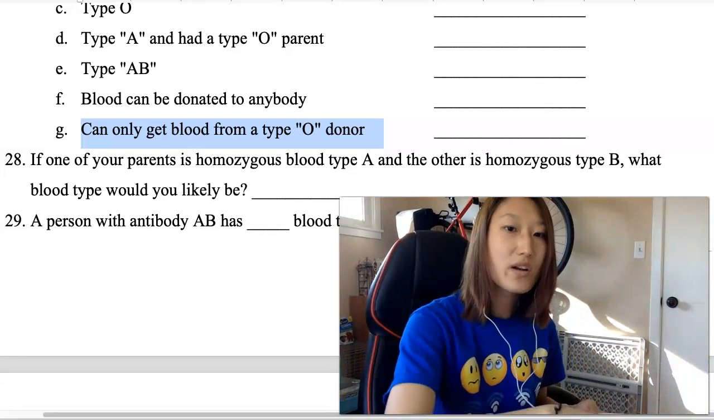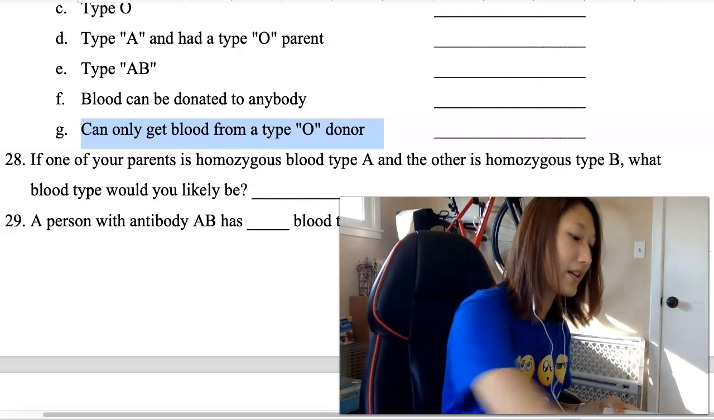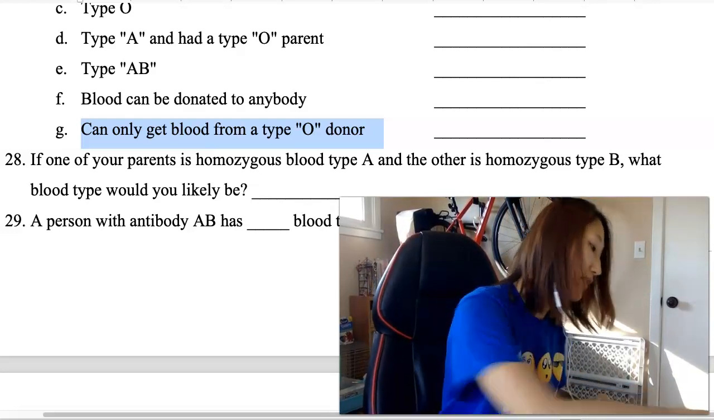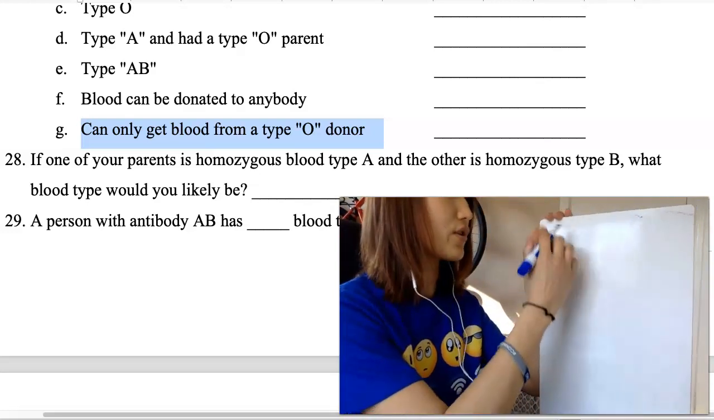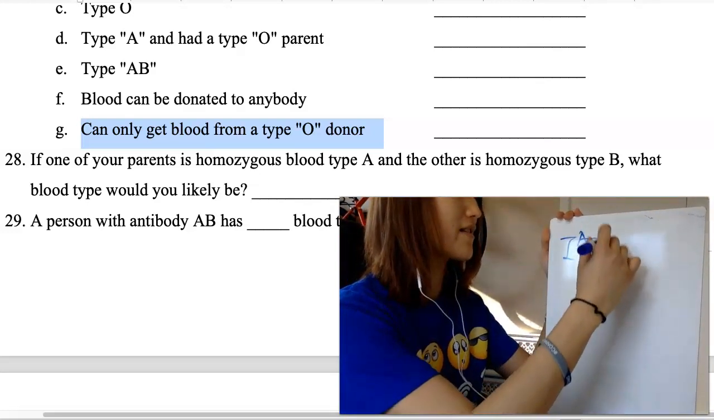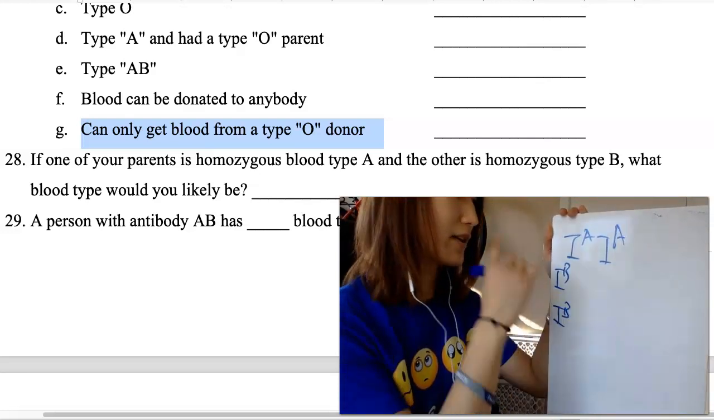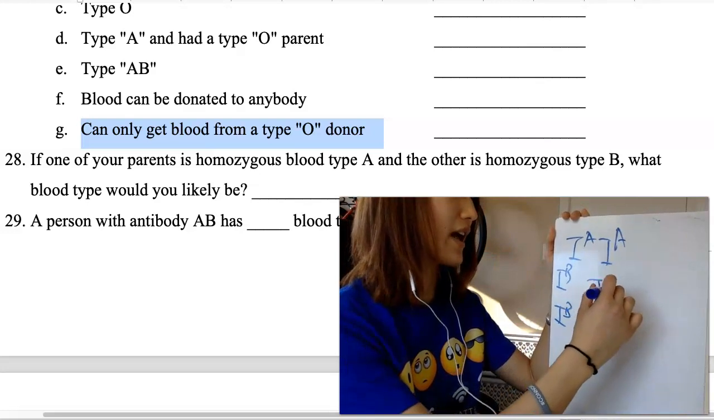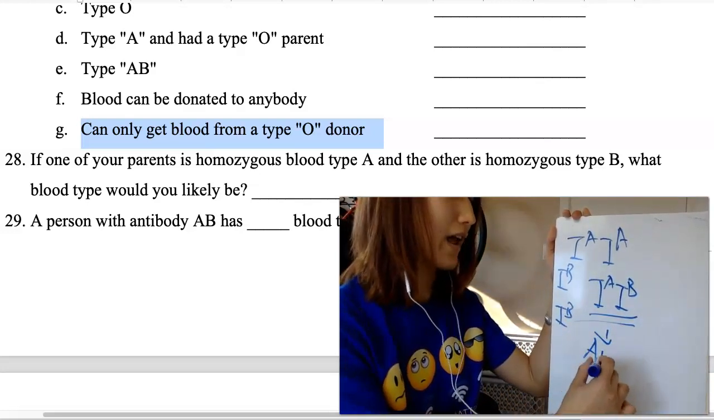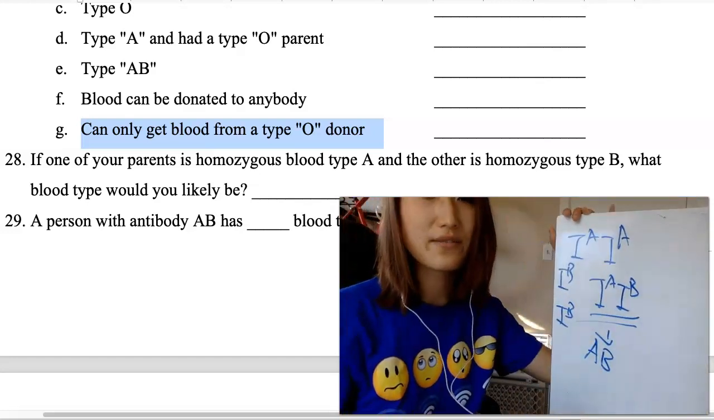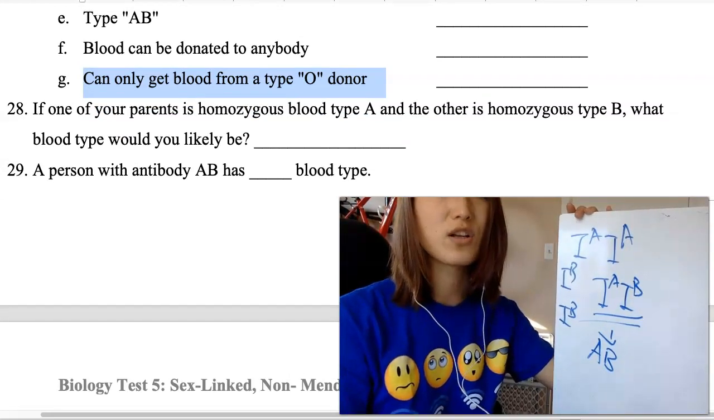28 says, if one of your parents is homozygous for blood type A and the other is homozygous for blood type B, what are you going to end up with? So if you're homozygous for blood type A, that means your genotype is IA IA. The father is IB IB. If you draw the Punnett square, you're going to find out that all the offspring is going to have IA IB. That means your blood type will be AB. So you need to be able to write out these kind of notations so that you can draw a Punnett square and predict what the offspring will look like.